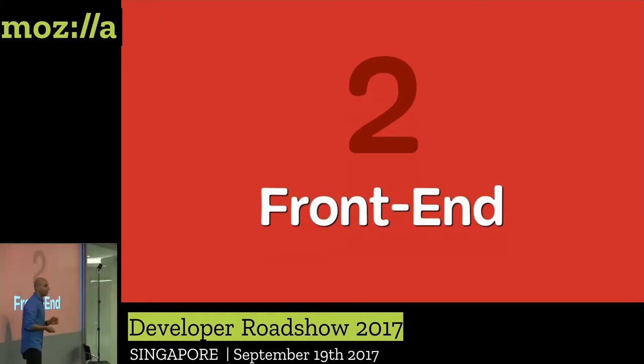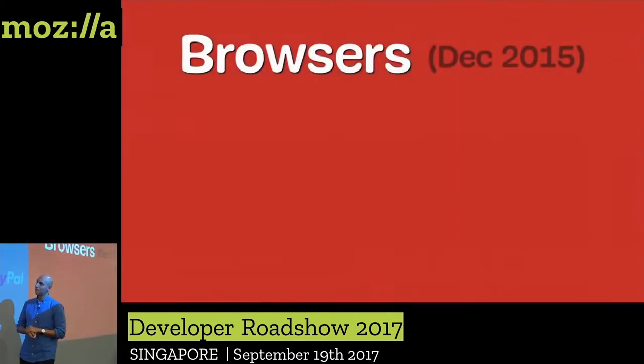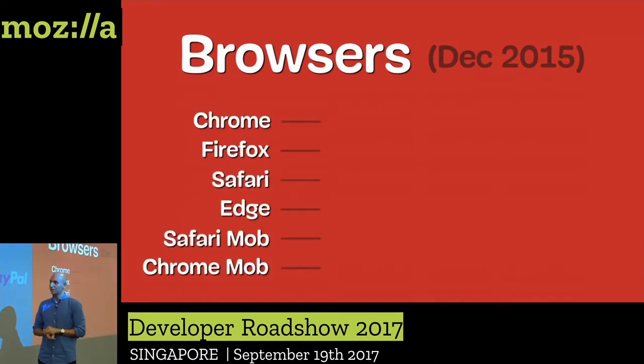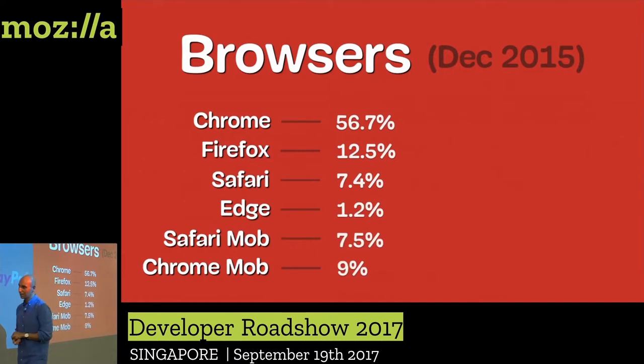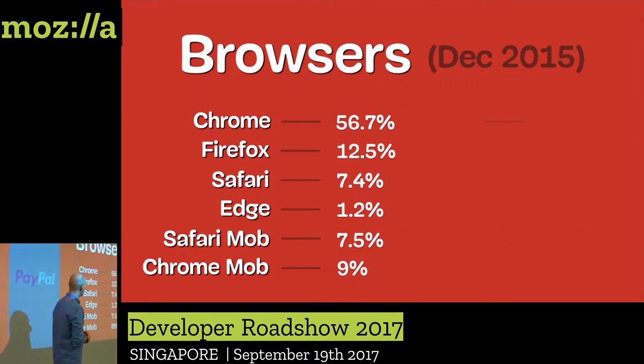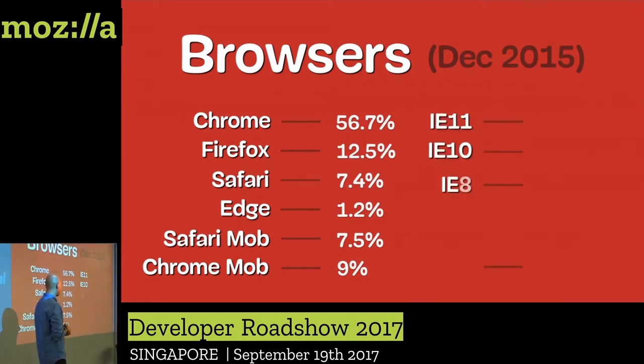So we had to look into browser stats. And this is what it looked like in December 2015, right? Where we had, obviously, Chrome, Firefox, Safari leading. That was pretty nice. Once you get stats like this, you feel very comfortable to do whatever you want, right? But then, of course, we should be talking about something else. That, browsers.